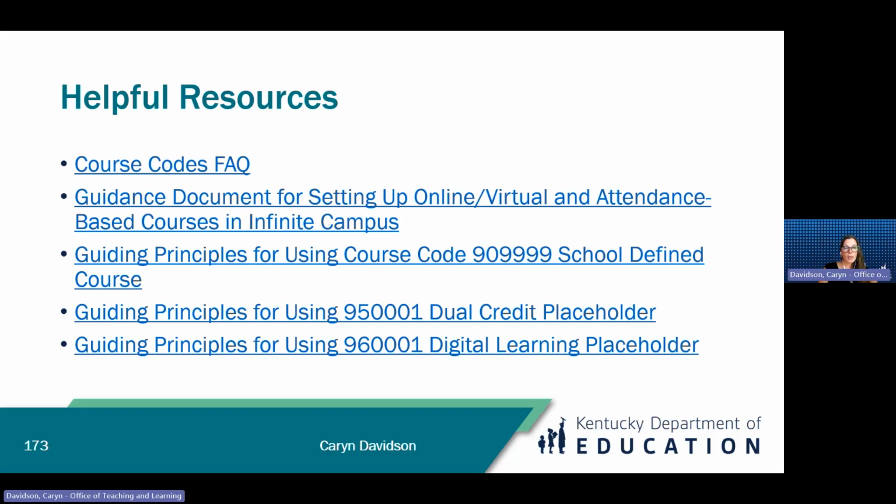Let's see, we've got a guidance document for setting up online virtual and attendance-based virtual courses. We had a version of this published last year, but we've done some work to revise and help alleviate confusion that we've noticed has crept up around those kinds of courses. We have a guiding principles document for using that 909999 school defined course that I spoke about earlier. That local board approval is required before using that state course code.